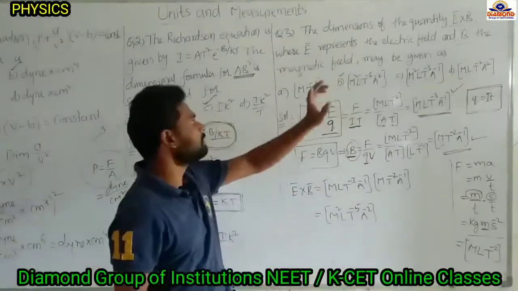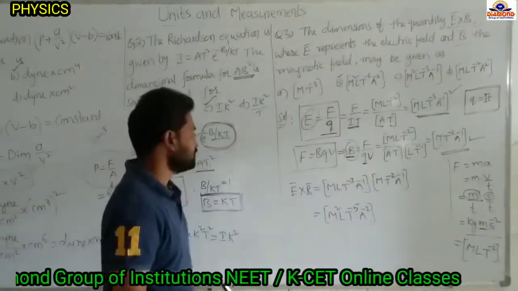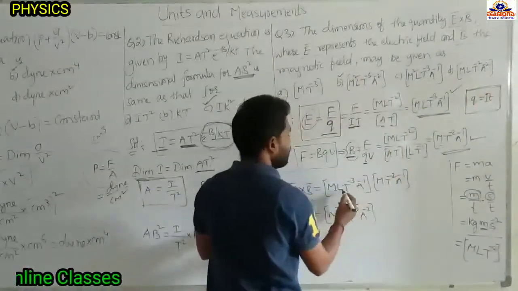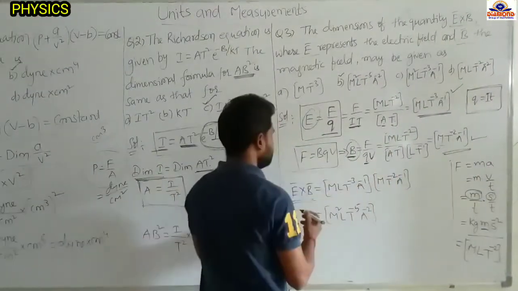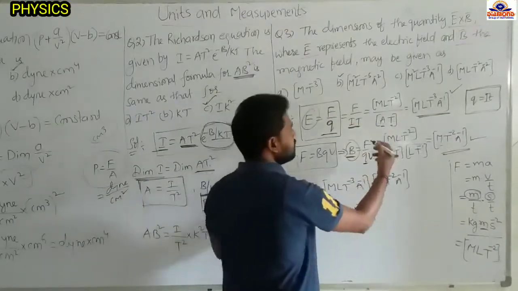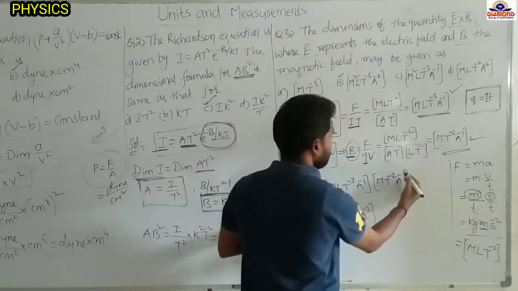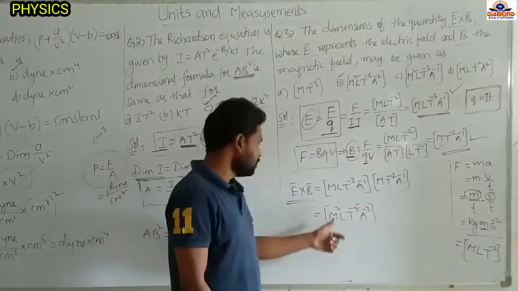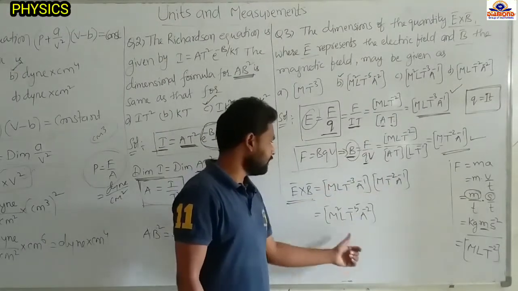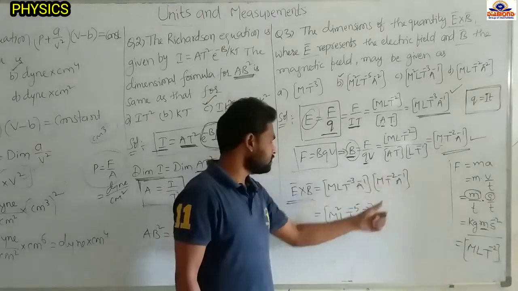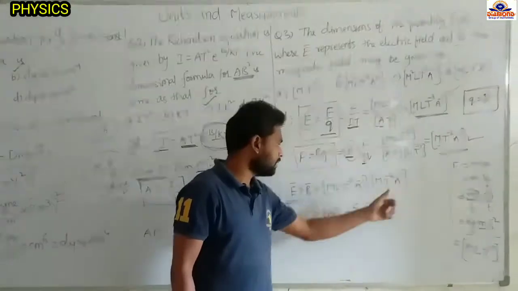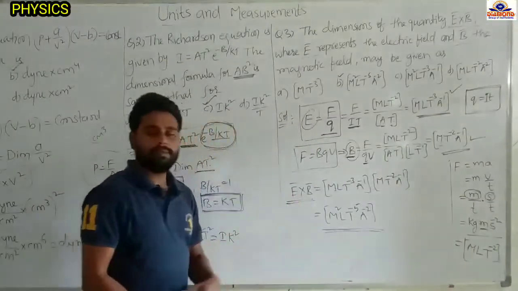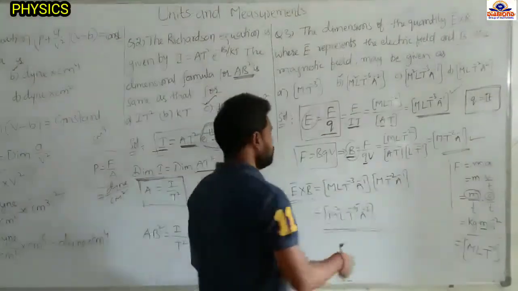They are asking for the dimensional formula of the quantity E cross B. E cross B equals the dimensional formula of E, M L T power minus 3 A power minus 1, into the dimensional formula of B, M T power minus 2 A power minus 1. So M power 1 into M power 1 is M power 2, and L only, T power minus 3 into T power minus 2 is T power minus 5, A power minus 1 into A power minus 1 is A power minus 2. This is the dimensional formula of the quantity E cross B. So option B is the right answer.